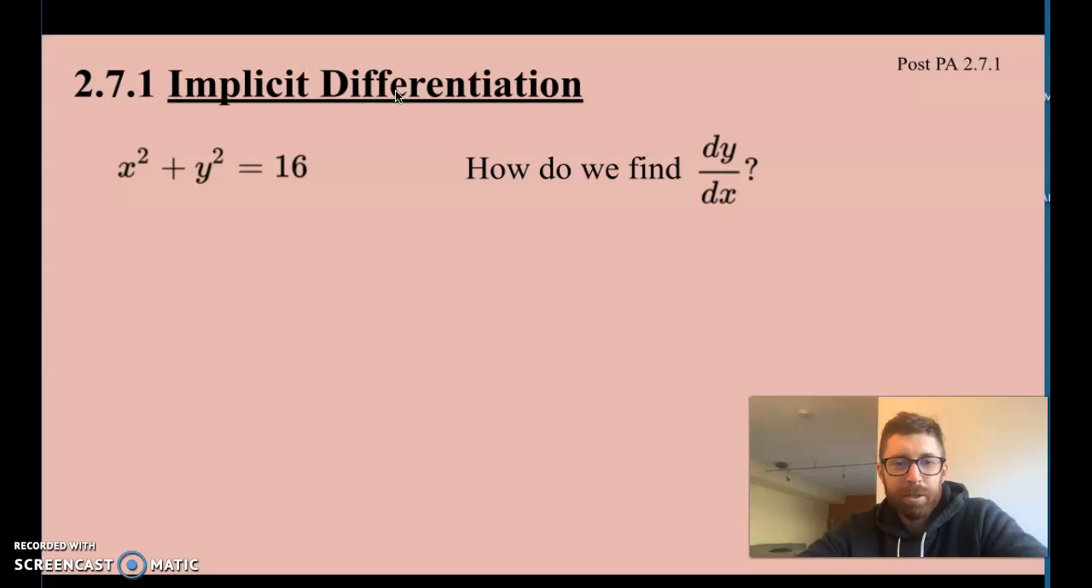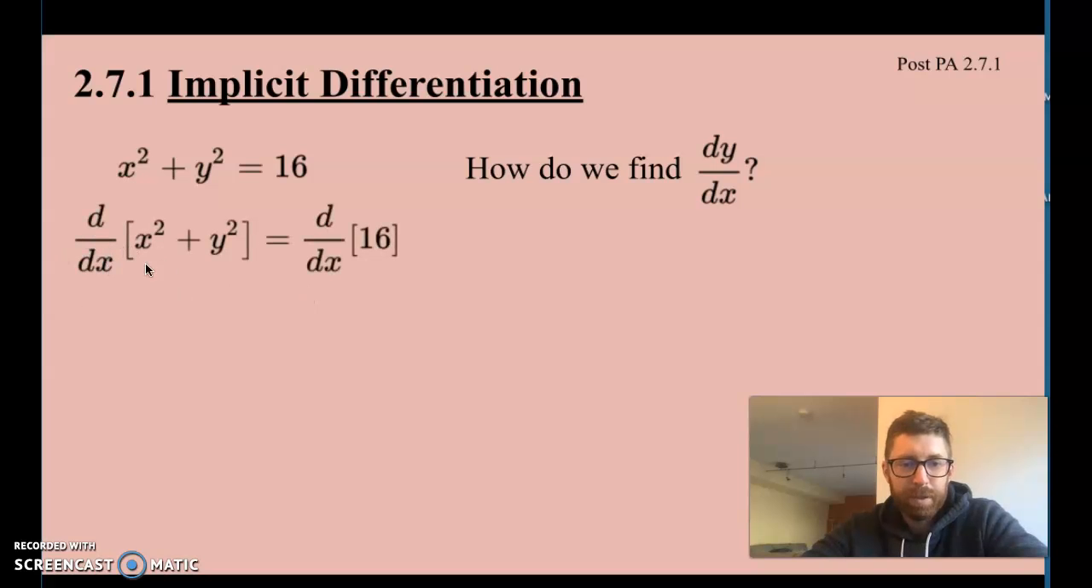Implicit differentiation. So the problem with this thing is this is a circle, right? It's a circle, you know this. It's a circle centered at 0, 0 with radius 4. So we're going to find dy/dx. So let's go ahead and try that. You can take the derivative of everything if you wanted to. So that's what we're going to do right now.